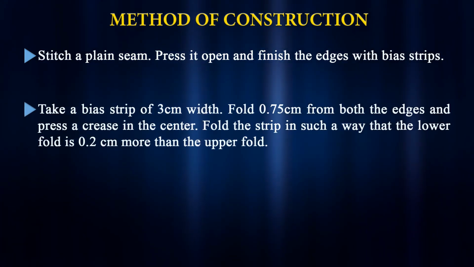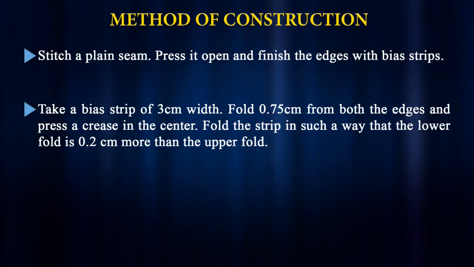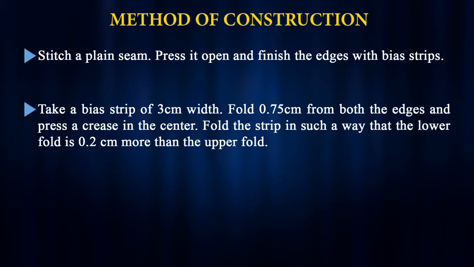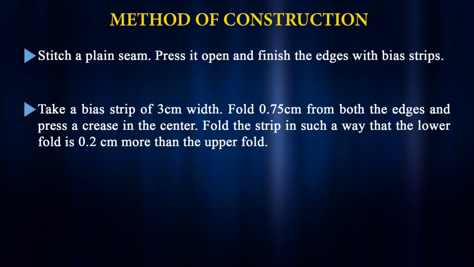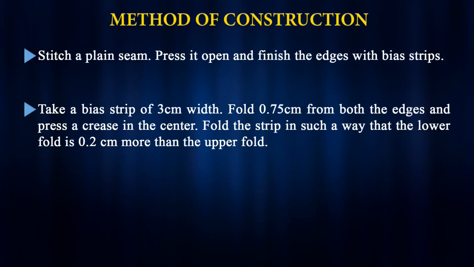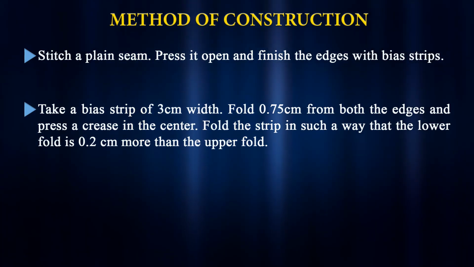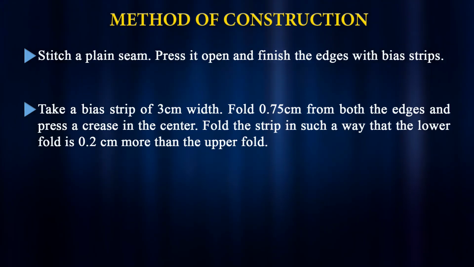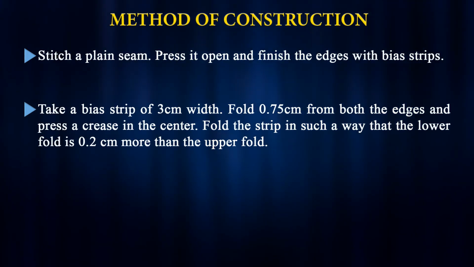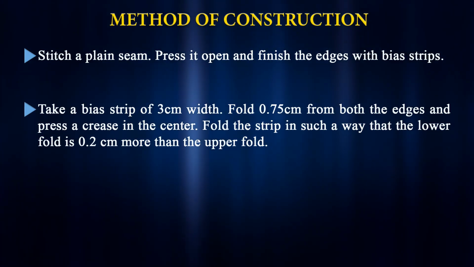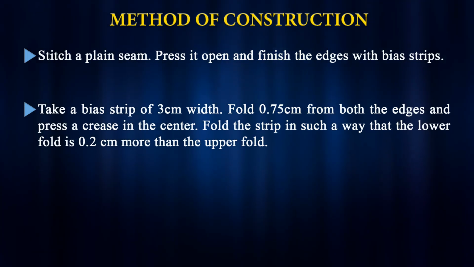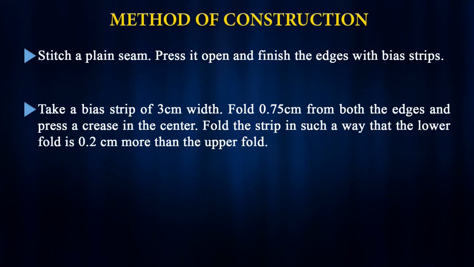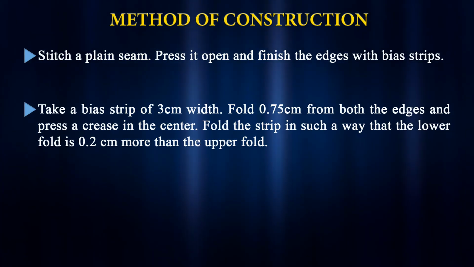Take a bias strip of 3 centimeter width. Like if we have the fabric strip, it should be around 3 centimeter width. Fold the 0.75 centimeter from both the edges. What we do, we have a long strip, we fold the 0.5 centimeter from both the edges and press a crease on the center. Then fold the strip in such a way that the lower fold is 0.2 more than the upper fold. This is how we create the bias strip.